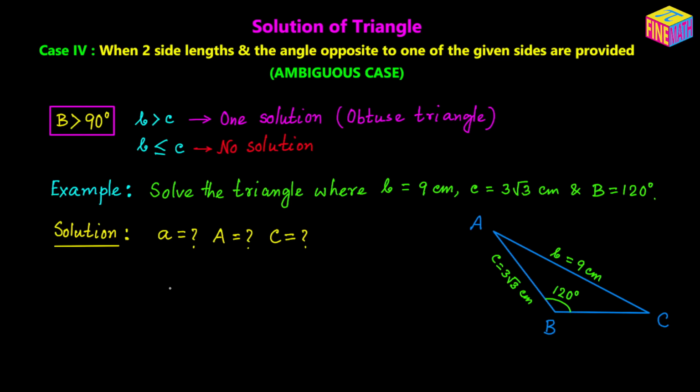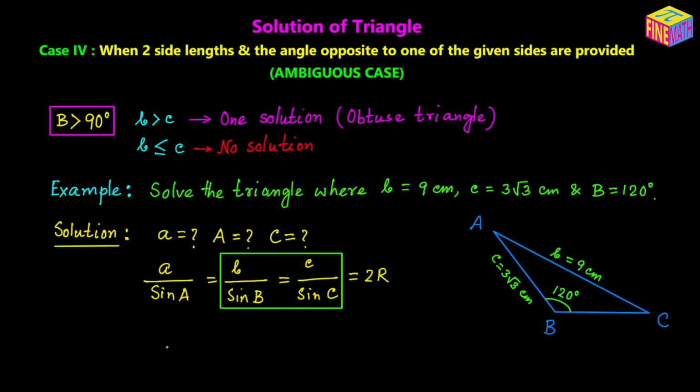Well, we know that it is a over sine A is equal to b over sine B, which is equal to c over sine C. And also we know that that is equal to 2 times the circumradius. In this particular example, we really don't have to do anything with the circumradius, but I just noted it so that you know the complete sine law. Now if we take the second and the third ratios, there we see b over sine B is equal to c over sine C.